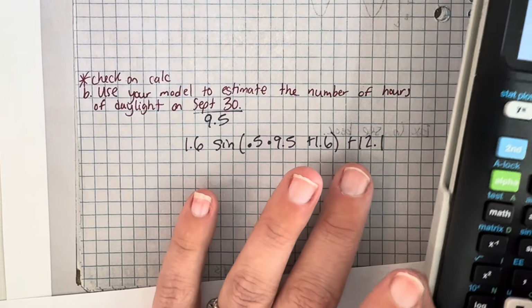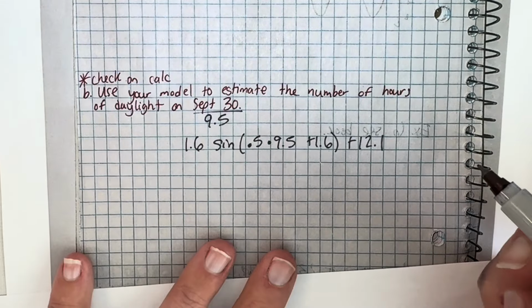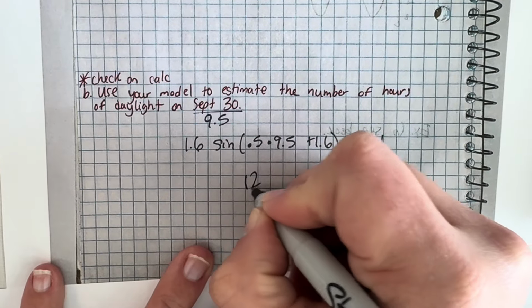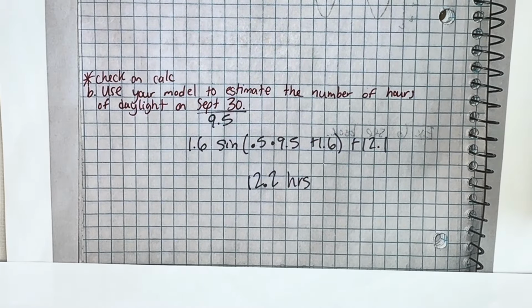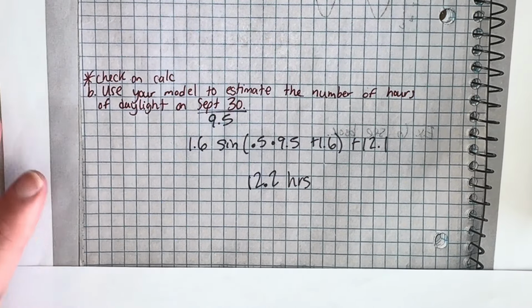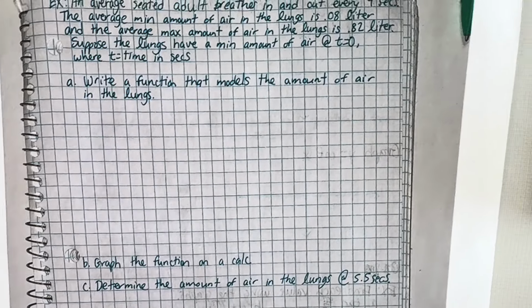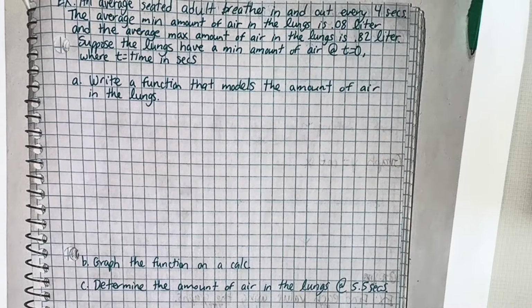Probably because I rounded to 1 decimal and they rounded to 2 decimals, which shows the importance of rounding and being careful with our rounding. But that comes up to 12.2 hours of daylight. All right, one more for you, taking a look at how this one would look.